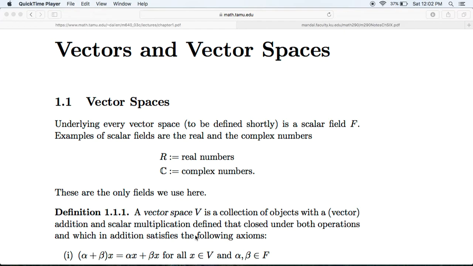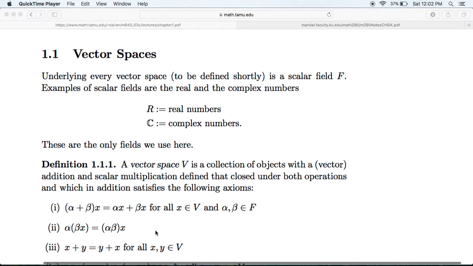Now, what is a scalar? A scalar is a field element, an element from some field. This field can be the field of real numbers, complex numbers, or any other field like finite fields, and so on.